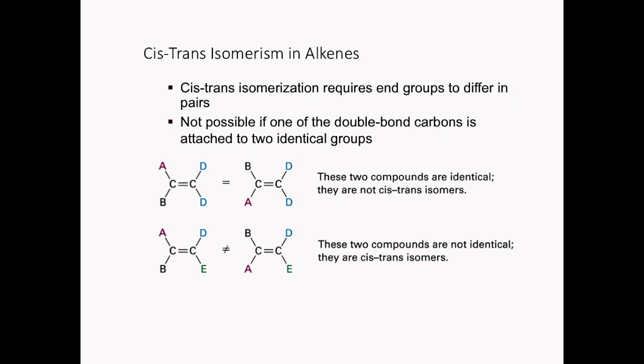Now, for there to be cis-trans isomerism, the end groups need to differ. So for example, if you have molecules that look like this, these are actually identical because you could just take this and flip it over to make it look just like that. So the groups here need to be different from each other. They can't be identical groups. So notice here, these groups are different from each other and these groups are different from each other. So here, these compounds can have cis-trans isomers.